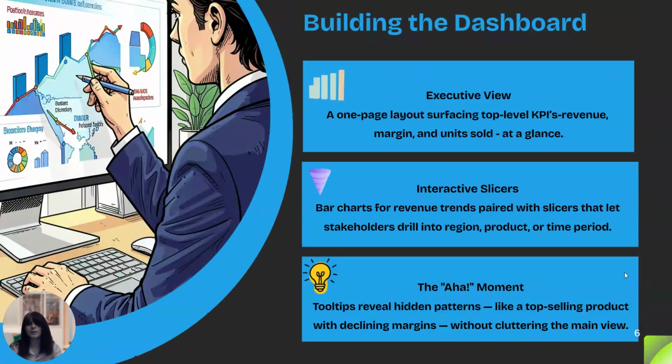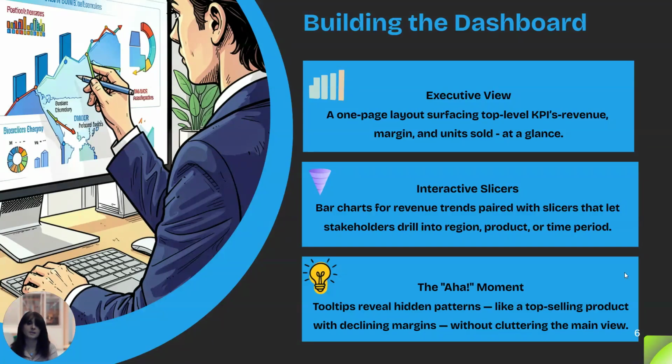Let's go further. We need to build the dashboards, because without a dashboard we are not able to make decisions. The executive view would be a one-page layout surfacing top-level KPI reviews, margins, and how different units are selling at a glance. We would be viewing the dashboards from the executive view in order to make decisions about the information being presented.